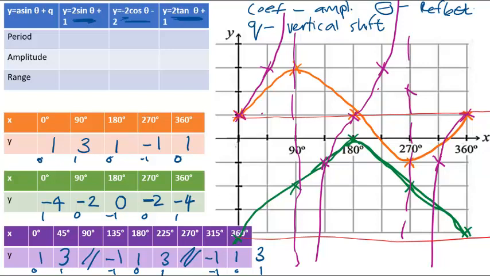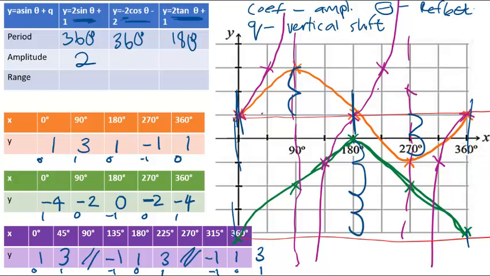Let's answer the question. Period for sine from start to start is 360 degrees. Period for cosine from start to start is 360 degrees. Period for tangent from start to start is 180 degrees. Period does not change. Amplitude for the sine graph is going to be 1, 2, and 1, 2. So amplitude is 2. Amplitude for the cosine graph is going to be 1, 2, 3, 4.